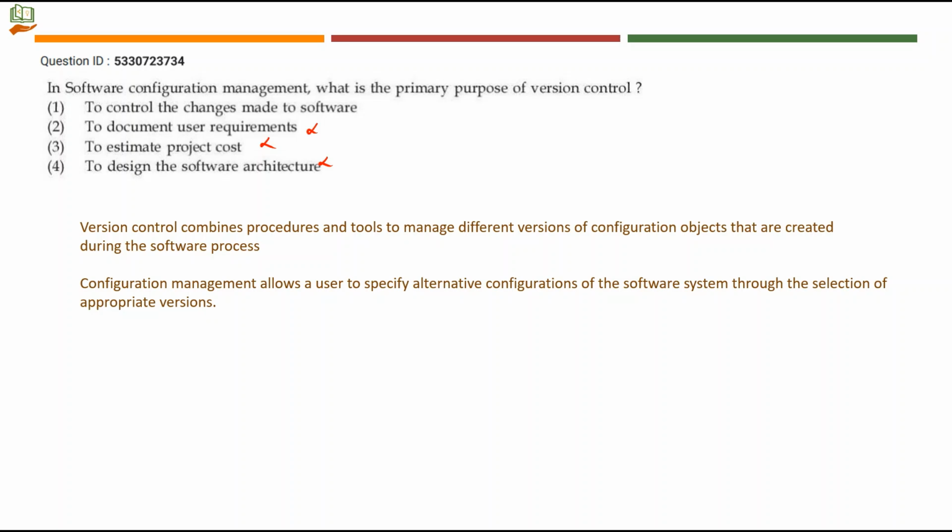You can just apply this to code versioning itself. So you will have a set of code as version 1, then you might have made some changes that becomes version 2, and you could have introduced some other features, so that would be version 3. So every time when you introduce some changes or make some other updates, that becomes a new version. I am telling you in the aspect of code alone. So if that code has so many different versions, you have to take any object that has been created during the software process. That's why they have mentioned it as configuration objects. So to control the changes made to the software will be the primary purpose of version control. Option number 1 will be the right answer.